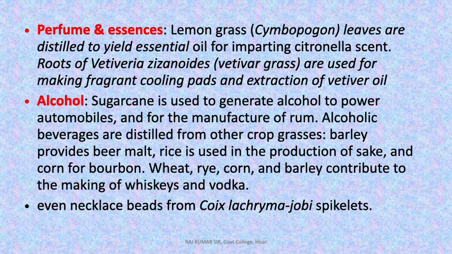Alcohol is obtained from the plants of this family, like sugarcane is used to generate alcohol to power automobiles and for the manufacture of rum. Alcoholic beverages are distilled from other crop grasses, like barley provides the beer malt, rice is used in the production of sake, and corn for bourbon. Wheat, rice, corn, and barley contribute to the making of whiskies and vodka. Even necklace beads are made from Coix lacryma-jobi spikelets.